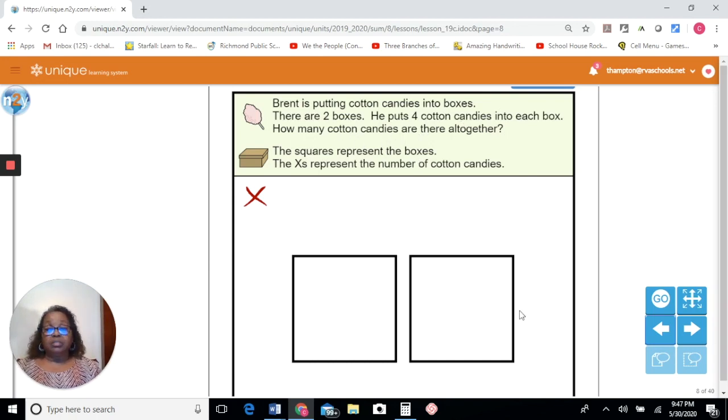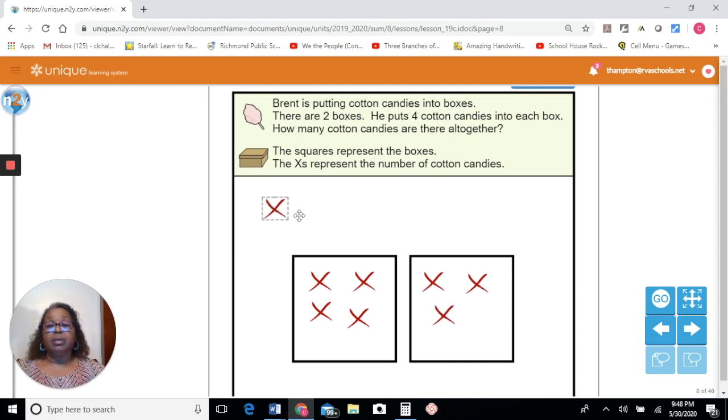Brent is putting cotton candies in 2 boxes. So here are your 2 boxes. He puts 4 candies into each box. He puts 4 pieces of candy into each box. So we're going to use these X's, and we're going to put 4 in each box. 1, 2, 3, 4. 4 in one box, and he puts 4 in each box. So 4 more. 1, 2, 3, 4. He had 2 boxes, and each box has 4 pieces of candy in it.